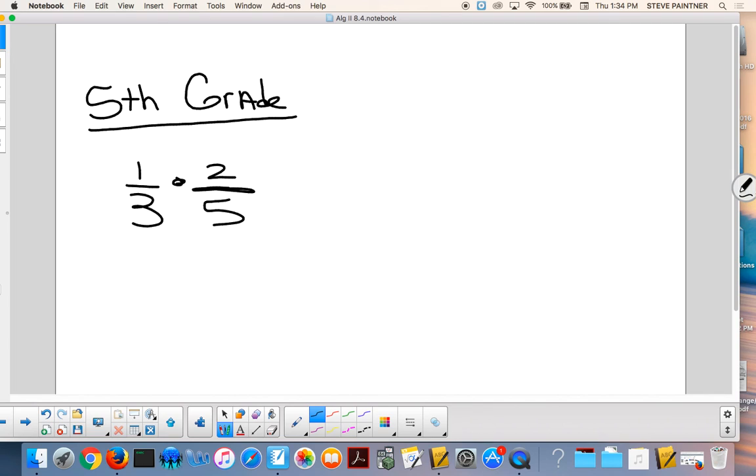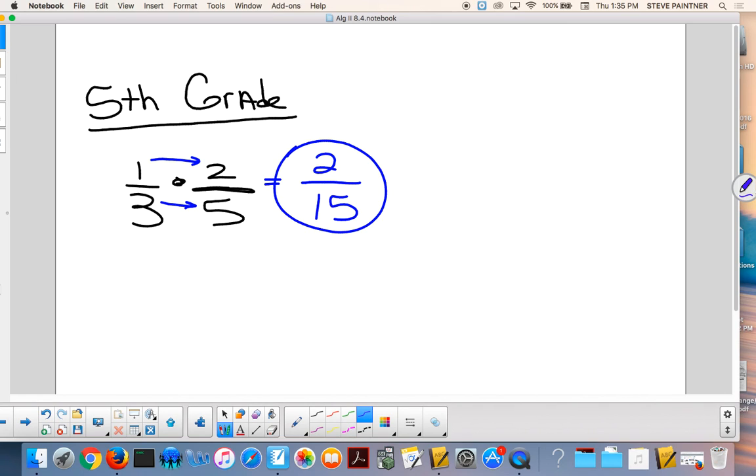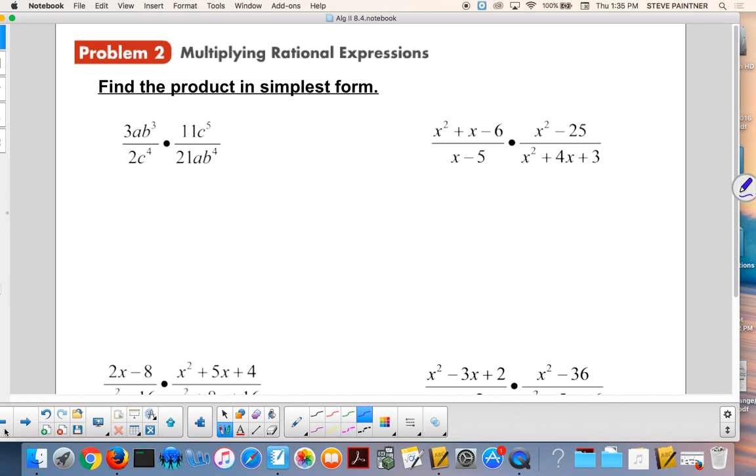Yeah. Guys, your teacher probably said this way, you're done. Answer 2 over what? 15. That's how you multiply fractions. Do you think it changes in 11th or 12th grade? No. So let's just do what we did in 5th grade to our problem, okay? Go back to this one.